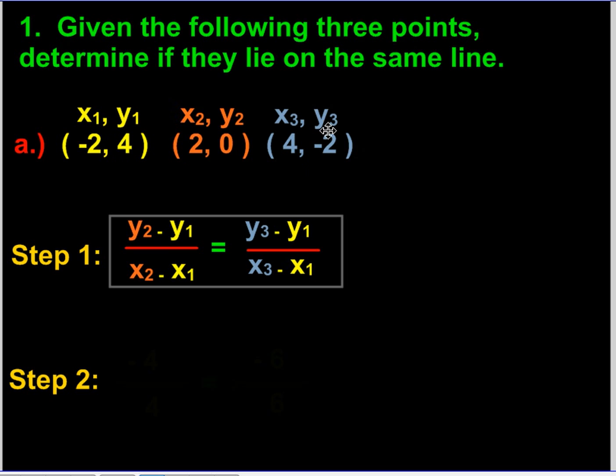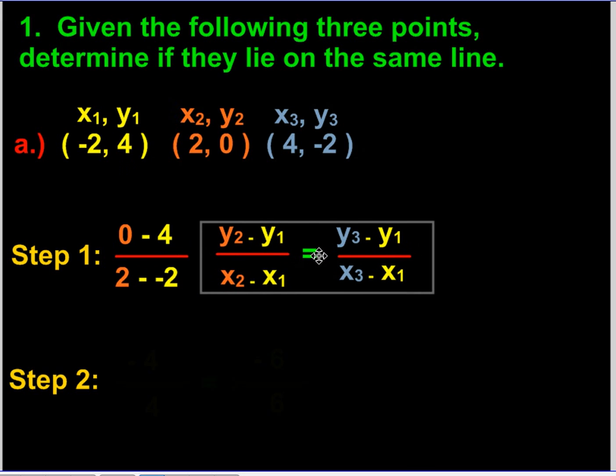Now that we have labeled these coordinates, we want to insert them into this equation, which seems simple enough, but it is very, very easy to make a mistake. So you want to take your time and I would say triple check your work to make sure that you've taken the right numbers and put them in the right spot. Okay, so let's take a look at this one.